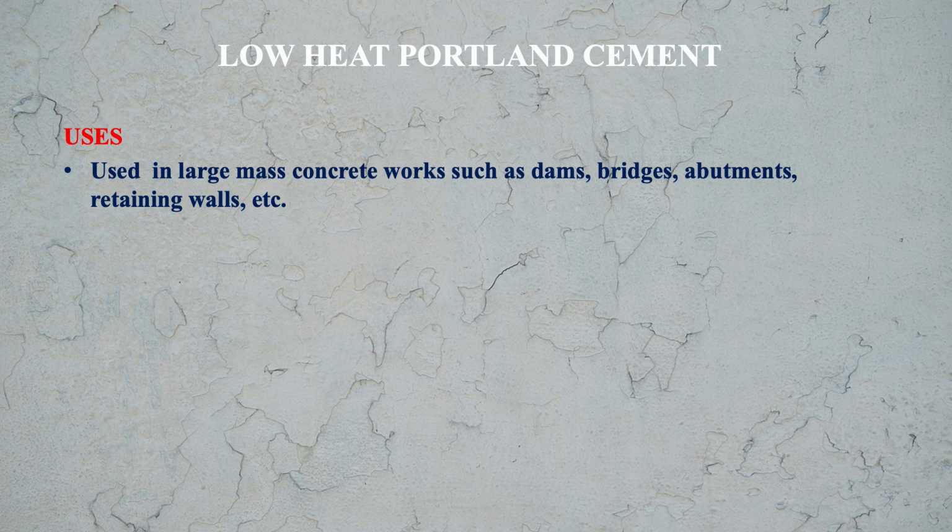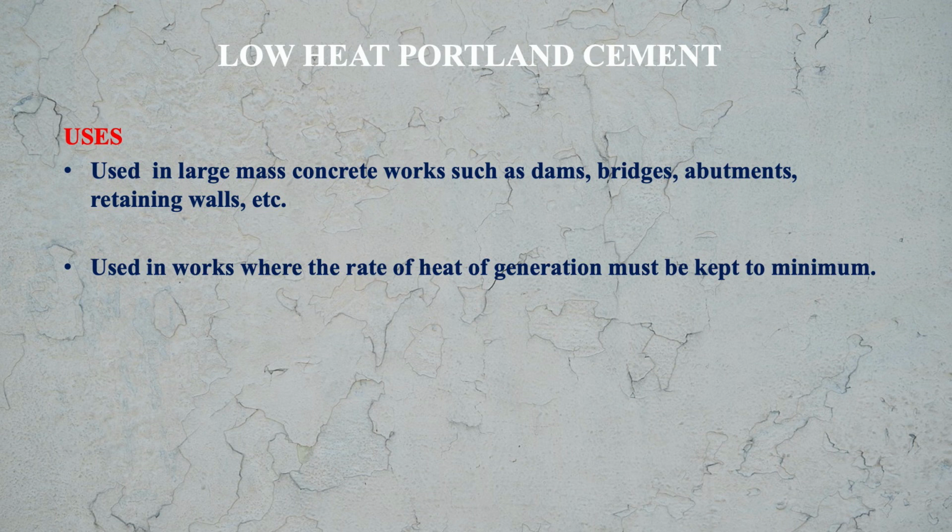Basically, these are the structures where a large volume of concrete is used. And if a large volume of concrete is used with other types of cement, a large amount of heat will be generated, and then cracks may occur. So to avoid that, in these mass concreting works we are using low heat Portland cement. Low heat Portland cement is also used in works where the rate of heat generation must be kept to a minimum.